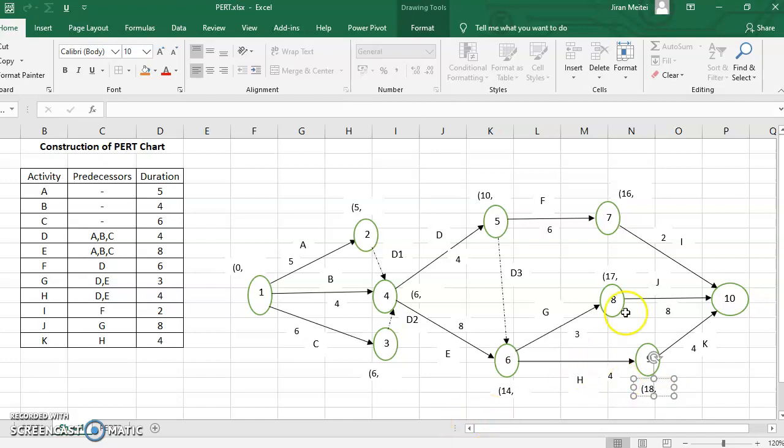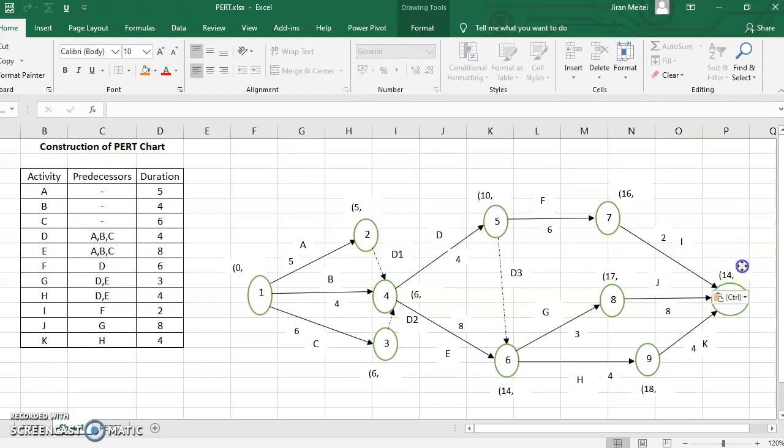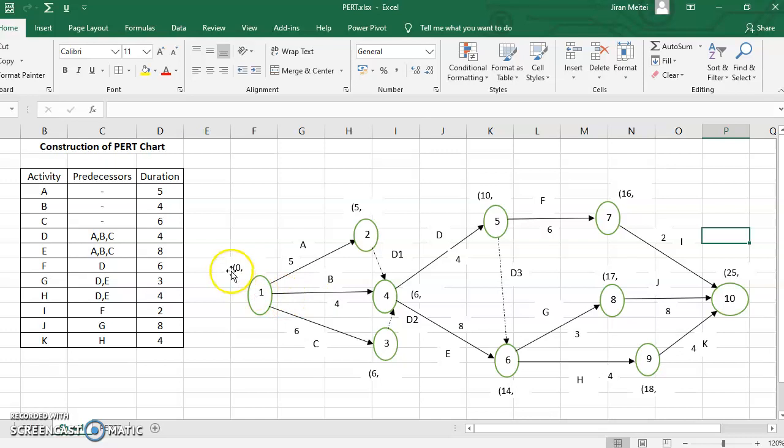14 plus 4. Now for this, again, three arrows are merging. So the maximum from these three directions has to be taken and written over here. Let us write down the maximum of the three directions. If you follow this direction, it is 18, 16 plus 2. You follow this, it is 25, 17 plus 8 is 25. You follow this, which is 22. So the maximum is coming from this direction, which is 25. And this is the time where the project is going to be completed. You start the project at 0 and you complete the project at 25.